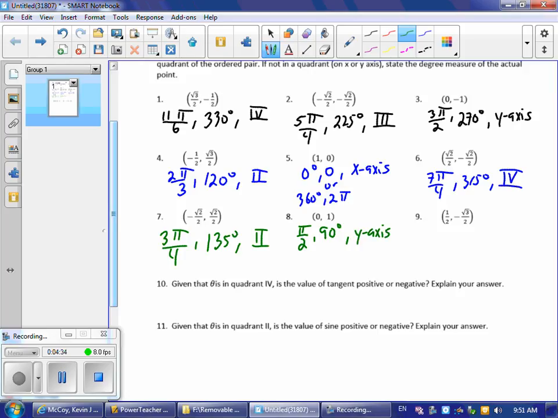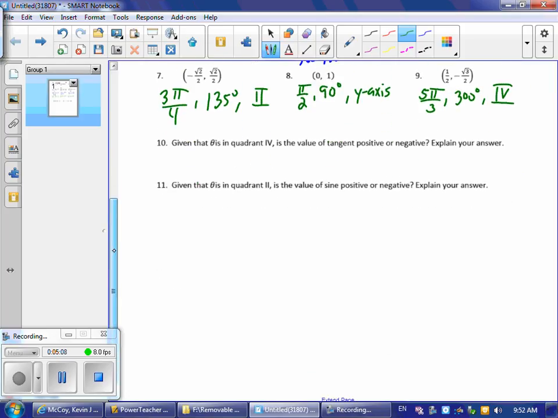And then 1/2, negative square root of 3 over 2. So again, cosine is the x. Cosine is going to give me a half at all of the pi thirds. So this has to be something with a denominator of 3. And that's going to be positive x, negative y. That's in the fourth quadrant. So the pi thirds in the fourth quadrant is 5 pi over 3, which is going to be 300 degrees. And again, that's fourth quadrant. All right, and then the bottom two.